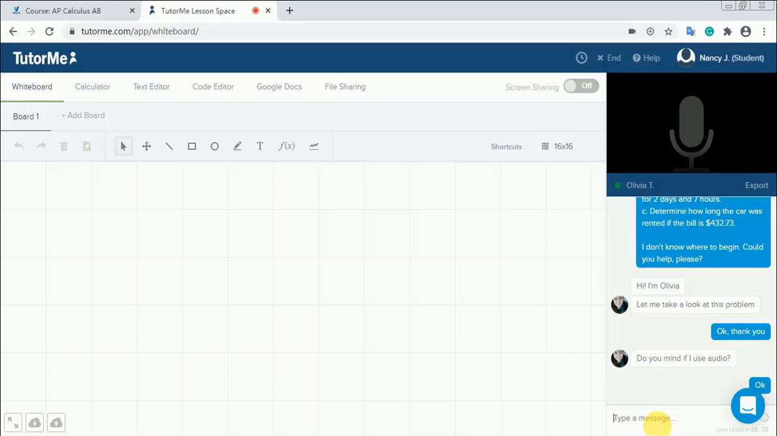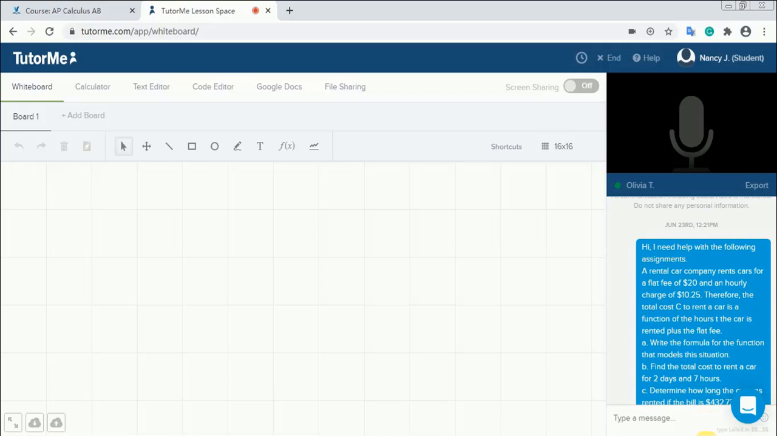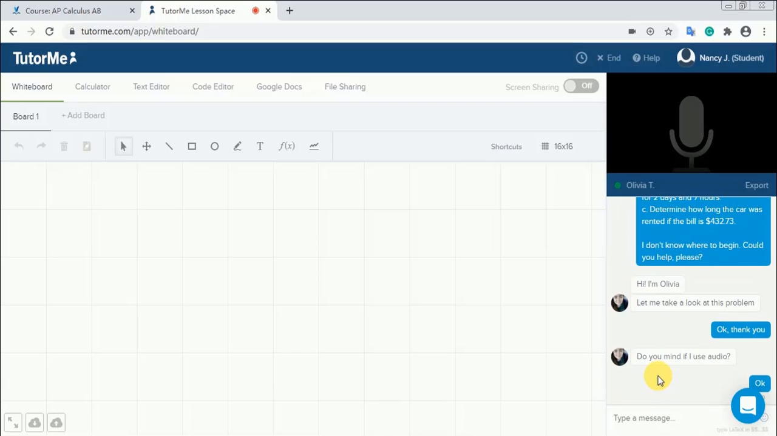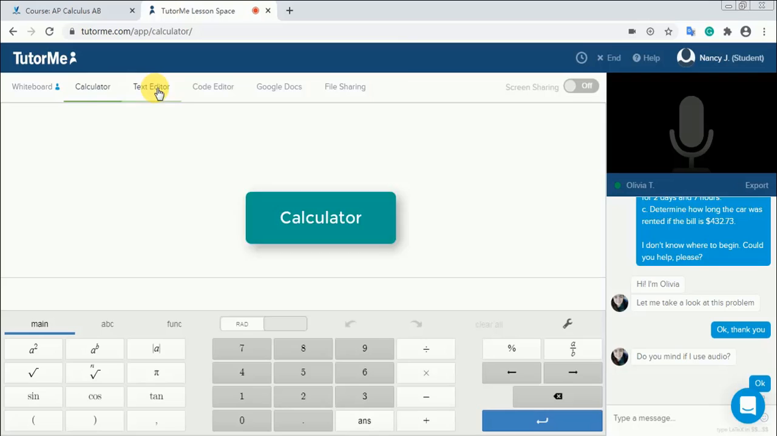So, I'm going to just read the problem out loud, okay? And then we'll kind of talk about what's going on here. So, we have a rental car company. They rent cars for a flat fee of $20 and an hourly charge of $10.25. Therefore, the total cost to rent a car is a function of the hours the car is rented plus the flat fee. Okay, so we were given some numbers, so we've got to figure out what those numbers mean. And so we're going to assign some variables, okay?